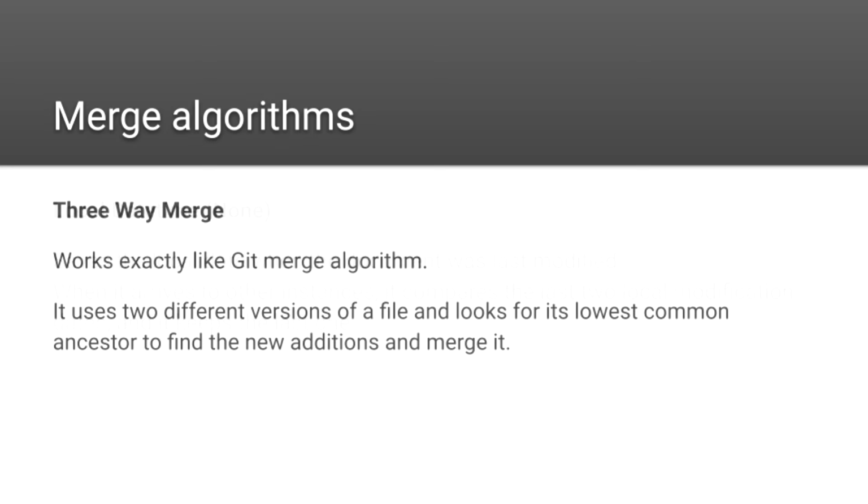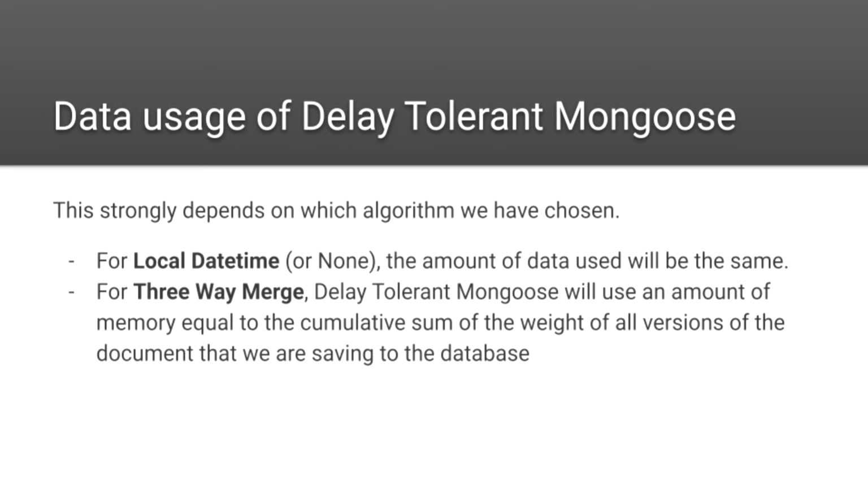The second algorithm is more complex. This works exactly like Git when resolving conflicts between two branches in a PR. The two different versions of the file are compared using their lowest common ancestor, and all changes are merged into a single final document, which is shared all across the database. The downside of using this method of merging is its use of data on disk, since all versions of each database entry must be kept saved.